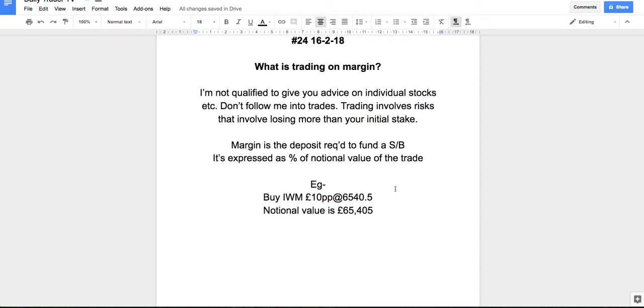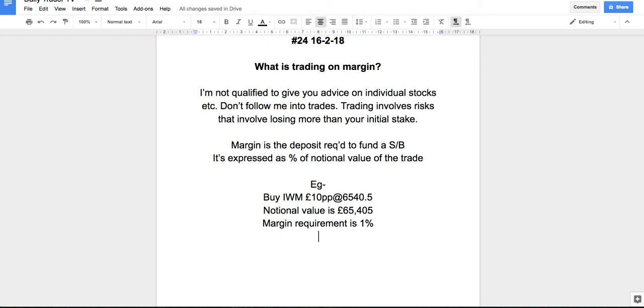So let's say the margin requirement from the spread betting company is 1%. Now, if it's indices it will be somewhere around 1%, 1-2%, maybe even 0.5% for things like commodities and forex. If it's on a stock, it could be anywhere between, say, 3 to 30%.